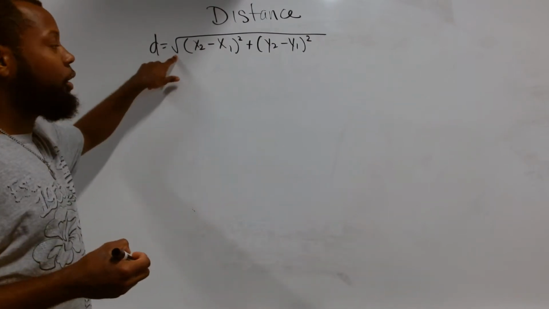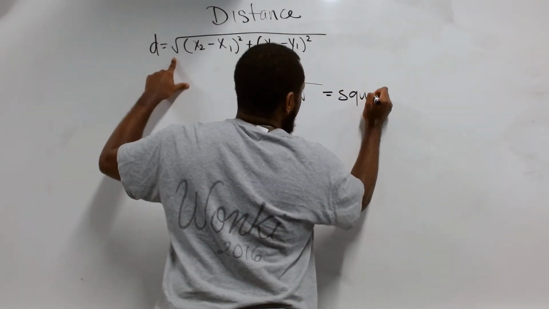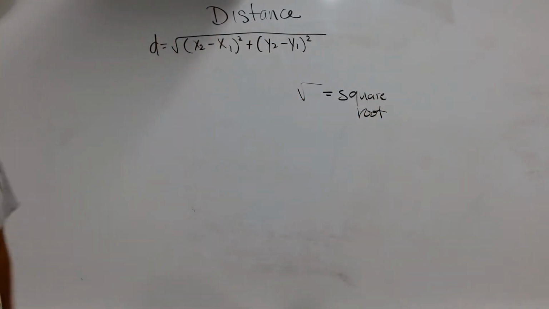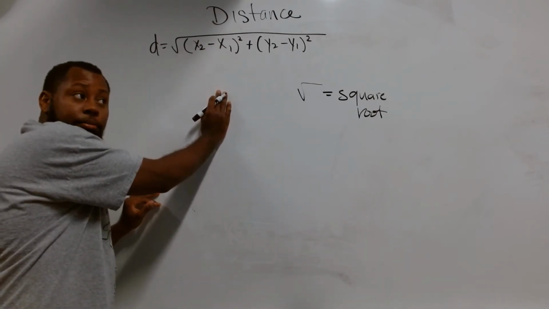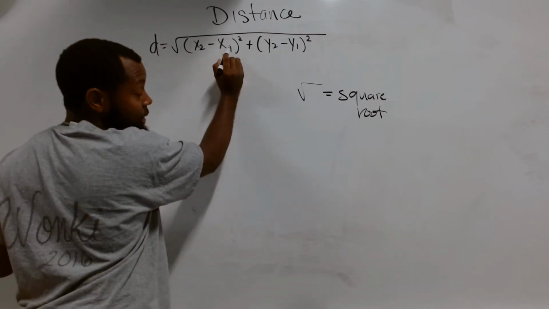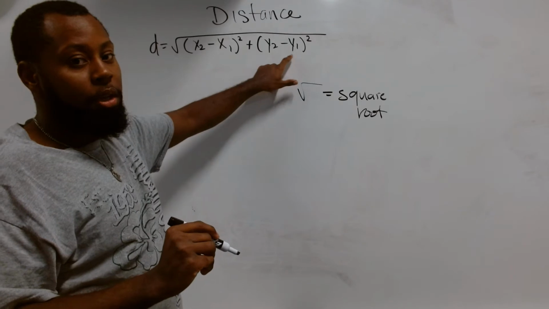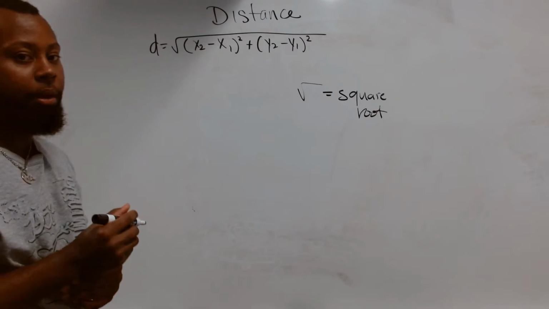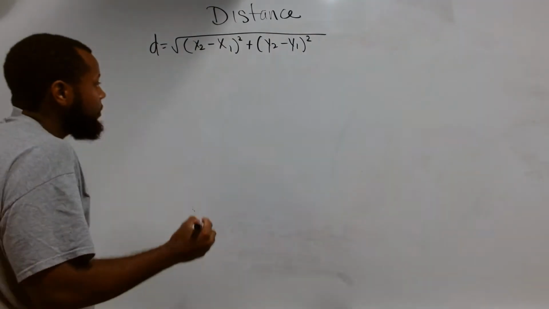So this is the distance formula. D is equal to the square root. Remember this. This is the square root. Wonderful. So you're going to have x2 minus x1 squared plus y2 minus y1 squared. Okay? We're going to leave that formula up, but I'm about to erase this. We're going to go ahead and get started.